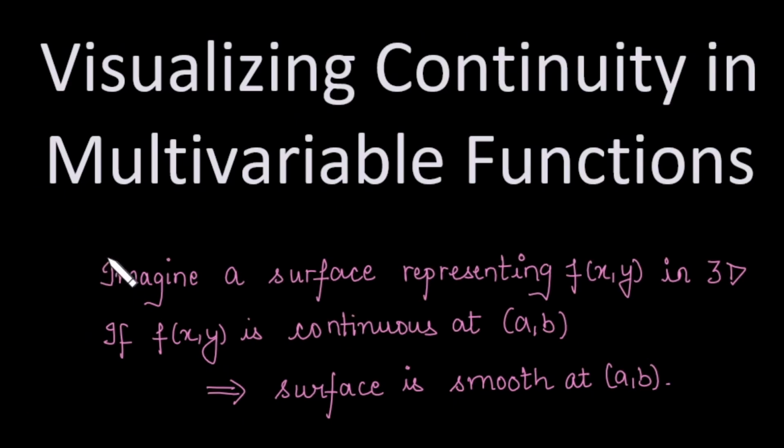Now, how can we visualize continuity in a multivariable function? Imagine any surface representing a function in three dimensions. If the function is continuous at a point, the surface is smooth at that point. But if it has a discontinuity, we might see a break or gap in the surface. For example, the surface could have a hole at that point, or it could jump to a different height. In these cases, the function would not be continuous at that point.